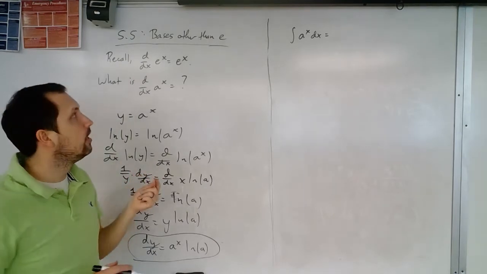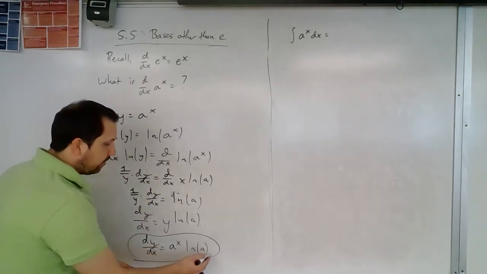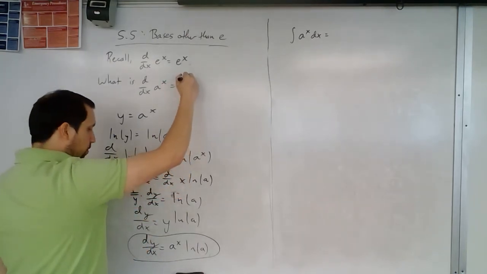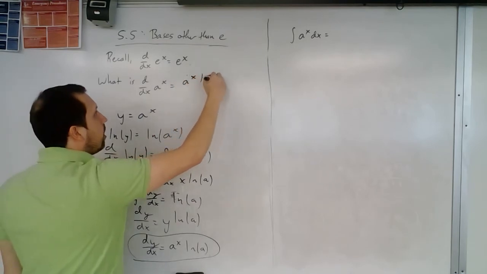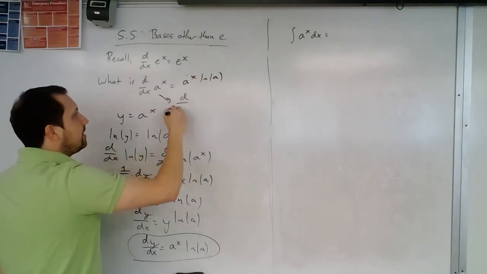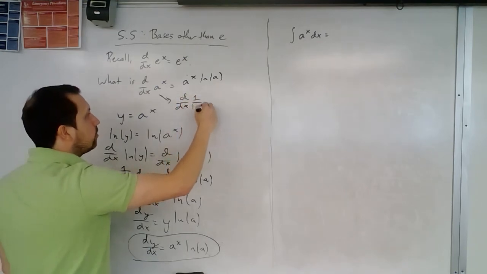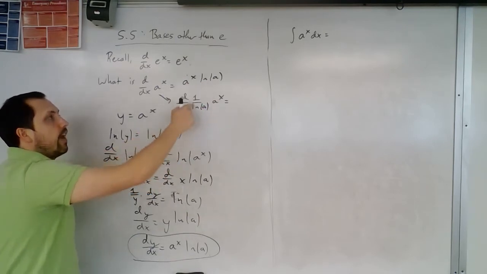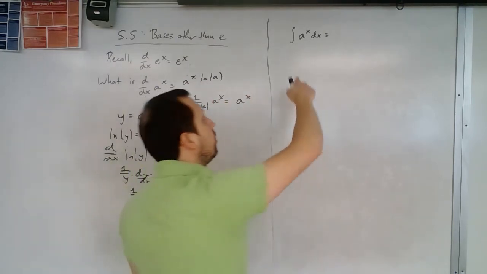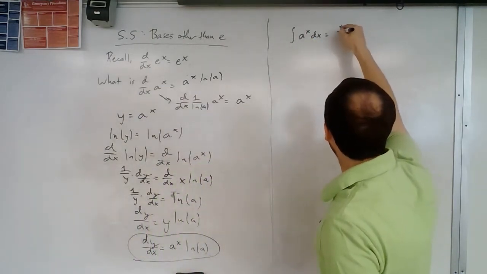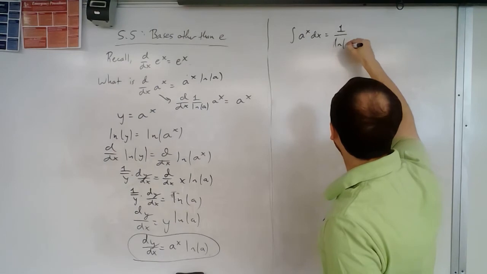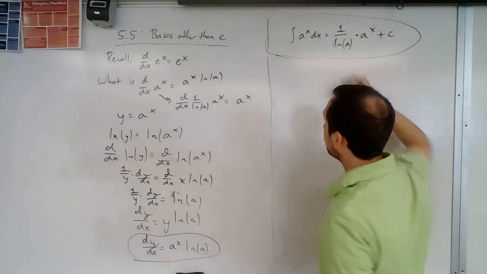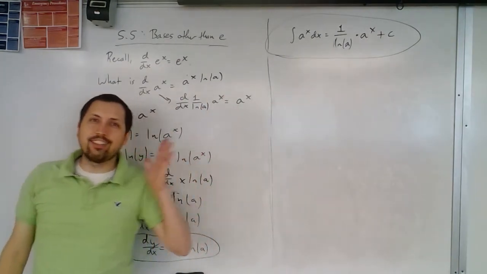but it's just a constant. So if I take d/dx of 1 over natural log of a times a to the x, the natural log of a's cancel, and it's a to the x. So the integral of a to the x dx is going to be 1 over natural log of a times a to the x plus c. So that is the general antiderivative.